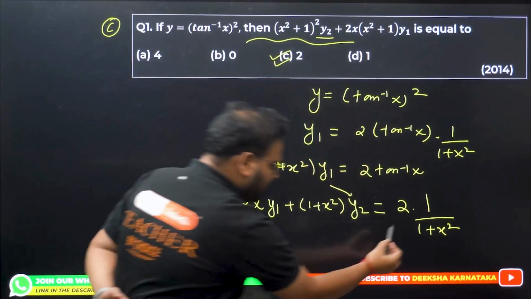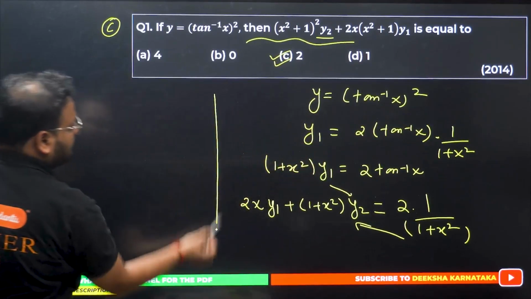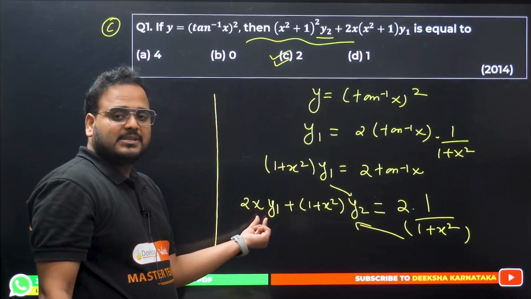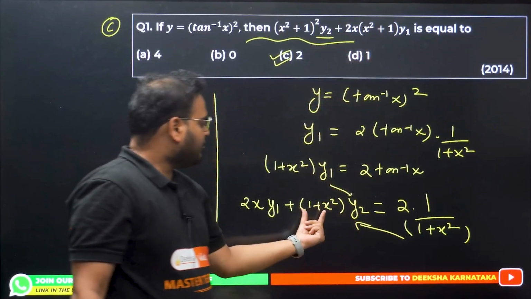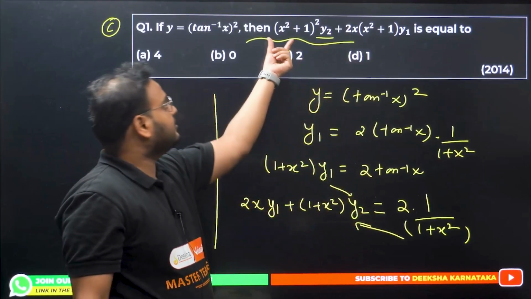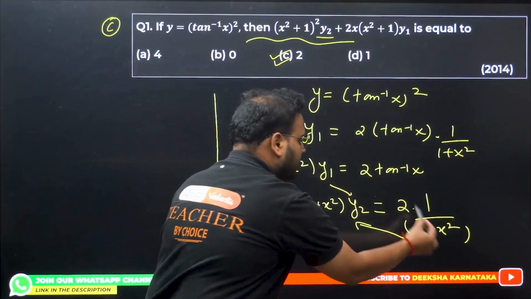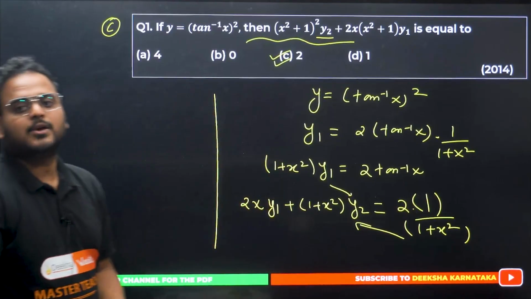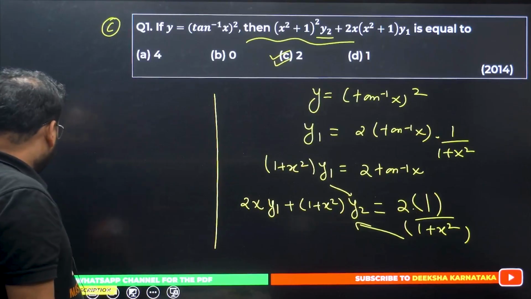If you cross multiply this term on this side, you'll end up with the statement, right? Have a look. You'll have 2x times 1 plus x square y1, and for this you'll have 1 plus x square the whole square, times y2, equals the number left, 2 times 1. How much is that? 2. Hence the correct option is C. Clear or not? Very easy question. No doubt in this one.